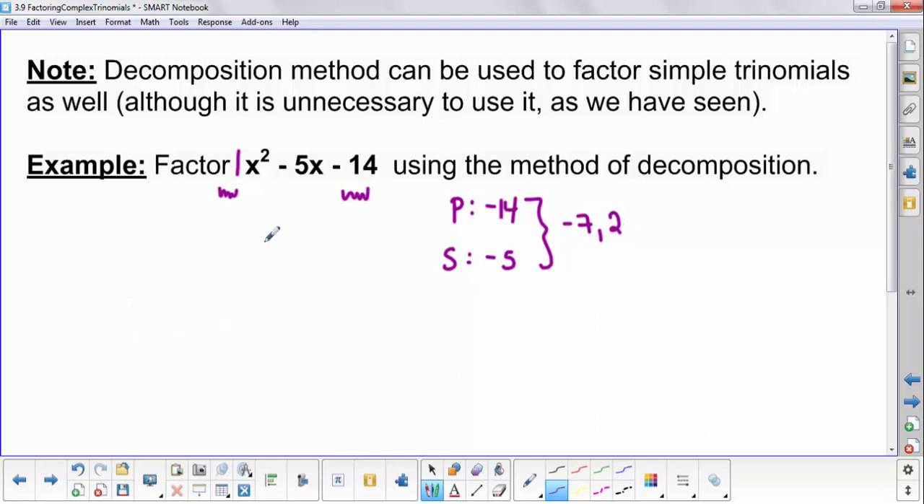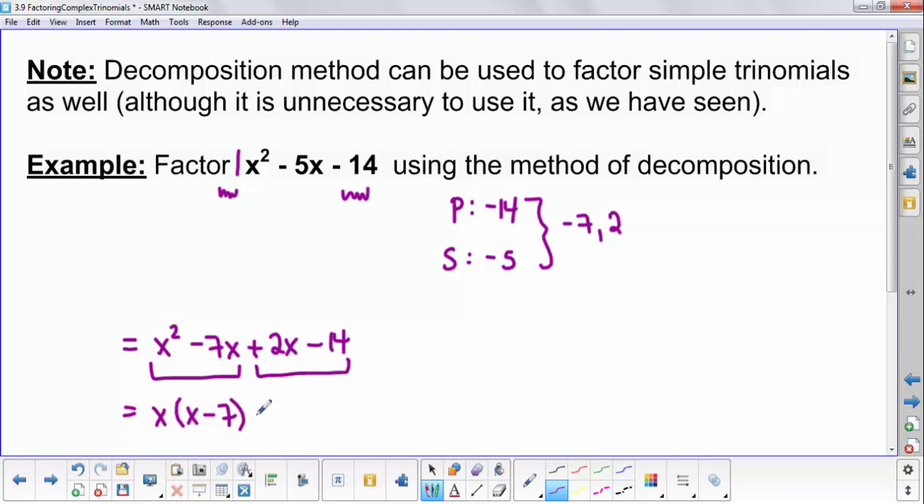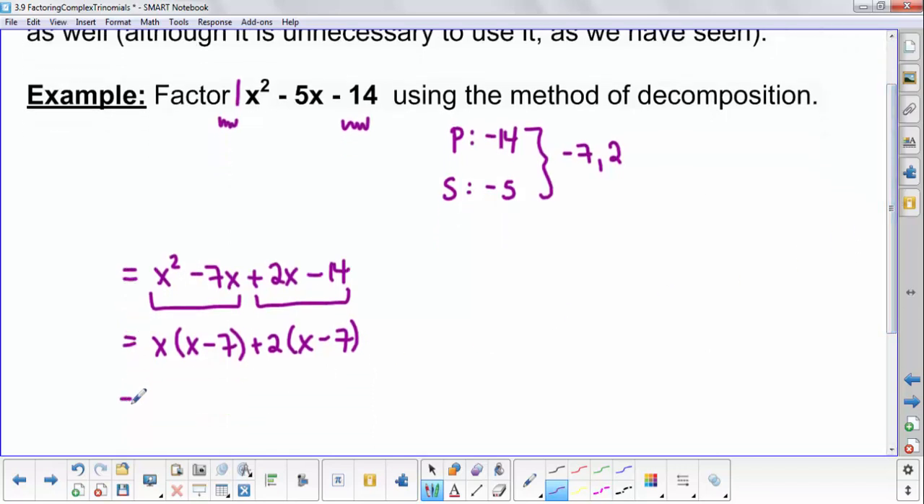So if you were trying to factor this using decomposition, you would break down the negative 5 into negative 7 and 2. And then when you did factor by grouping, there's an x common here and a positive 2 common there. Which gives us x minus 7 and x plus 2.